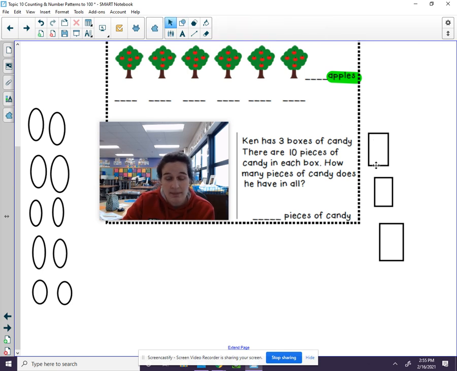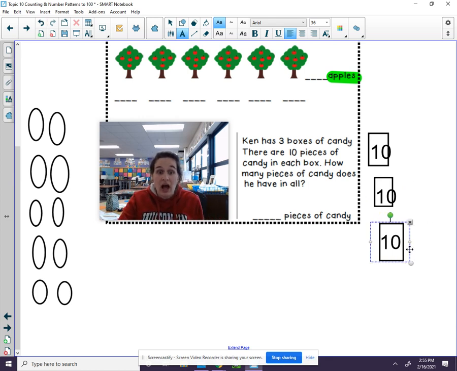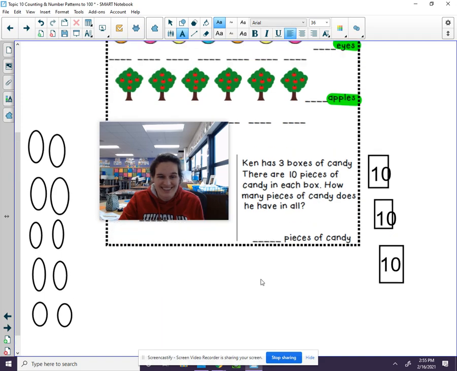So you could draw 10 pieces of candy in each box. Or just remember that there's 10 in each of these. This is my little hint. So I just need to remember that there's 10 in each, right? Well, I know how to count by 10. 10, 20. What would the answer be? You got this, okay?